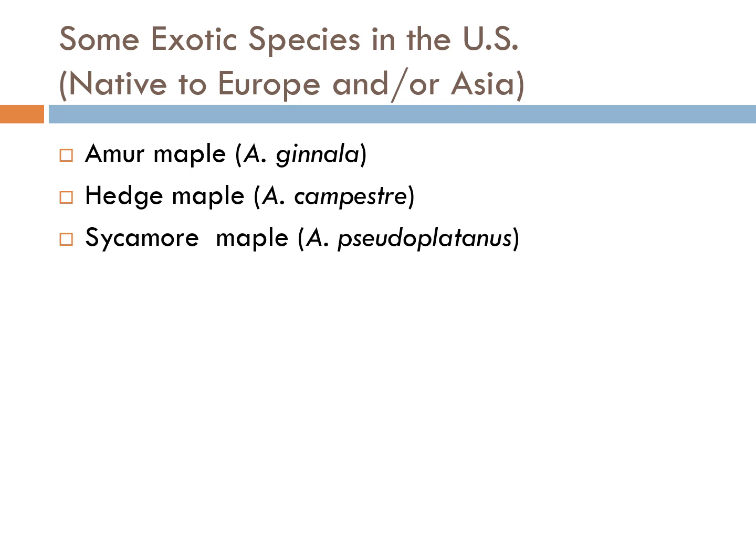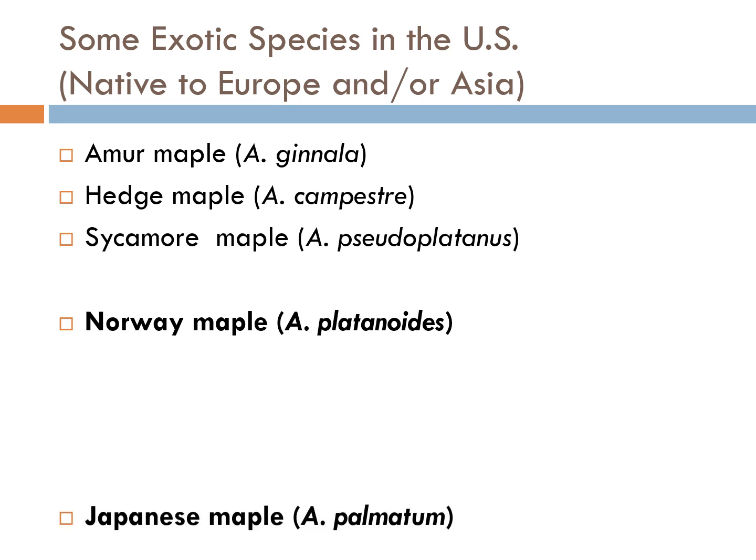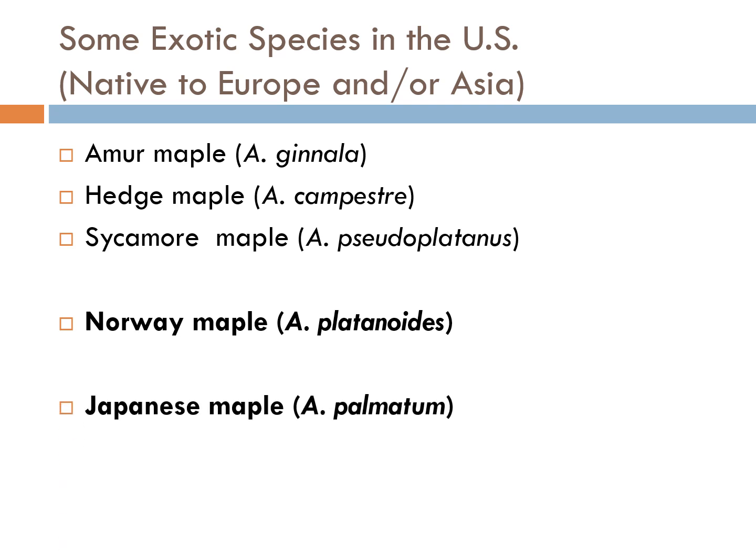I just want to introduce you to a few species that I'm not really going to go over in detail that are not native to the United States, that you'll run into occasionally: hammer maple, hedge maple, and sycamore maple. I am going to cover one that is not native, but it is an important one in the US, the Norway maple, which is considered an invasive one, and a common ornamental one, the Japanese maple.